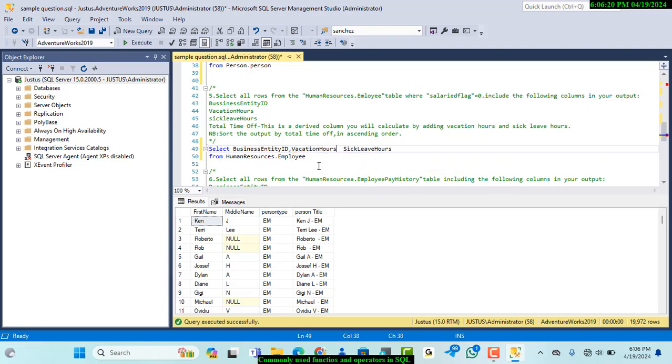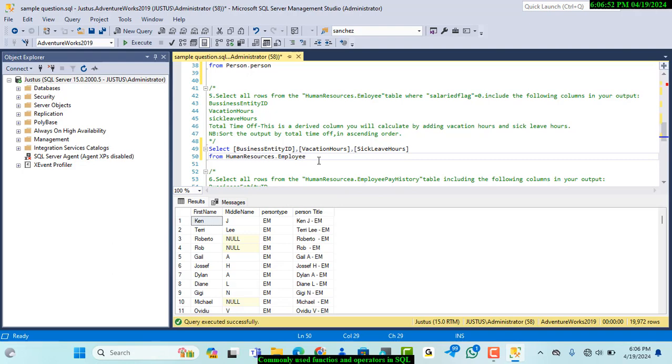Vacation hours. Okay. So these are the fields you're going to extract from the table: the business entity ID, the vacation hours, and the sick leave hours.